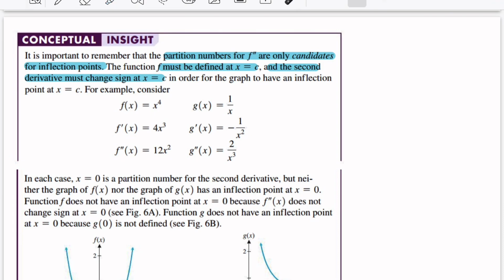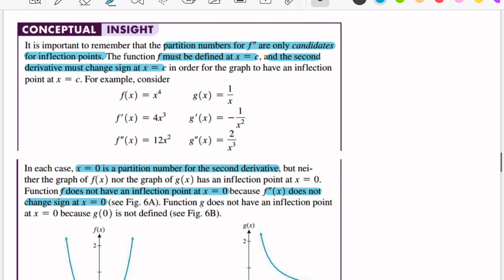All right, so let's look at these functions, for example. In each case here, we'll have that x is equal to 0 is going to be a partition number for the second derivative, right? This will be defined everywhere, but in order for it to equal 0, we need x to be 0, and this one will be undefined when x is equal to 0. However, neither one of these has an inflection point at x equals 0. Our function f does not have an inflection point at this point because our second derivative does not change sign at that point. Okay, so that's the case for f of x here.